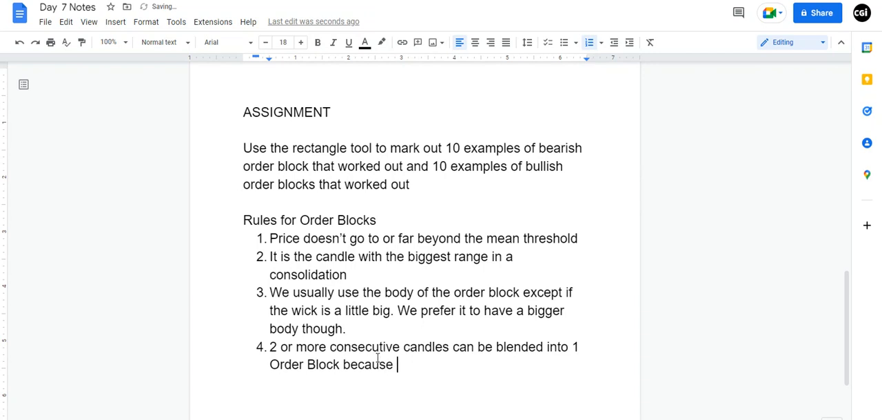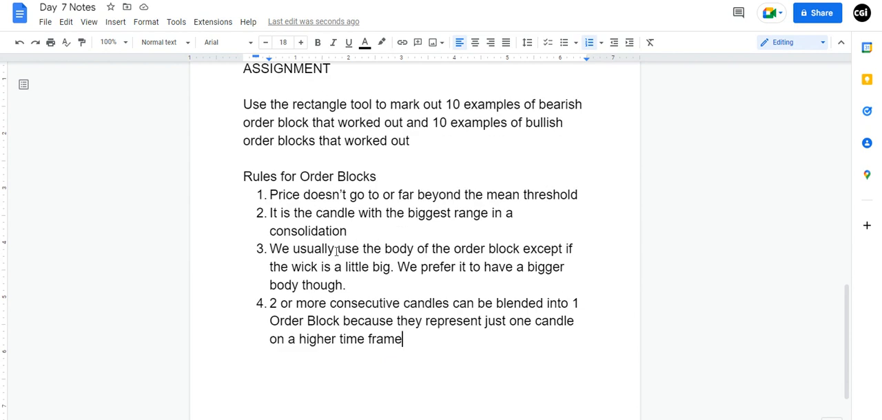Because they represent just one candle on a higher time frame. Okay. I'll try and rush through this. I wanted us to do imbalances today as well, but the way it is, we may not be able to go through everything. But let me go as fast as possible.